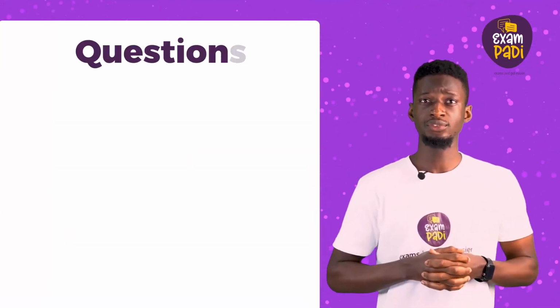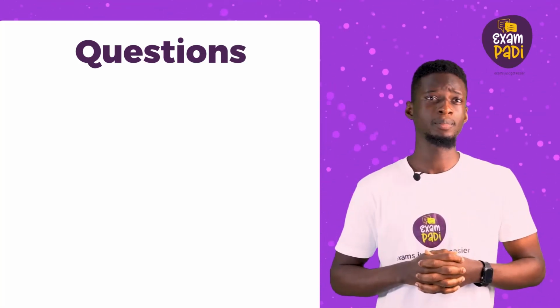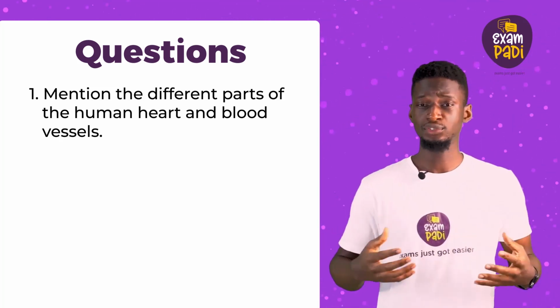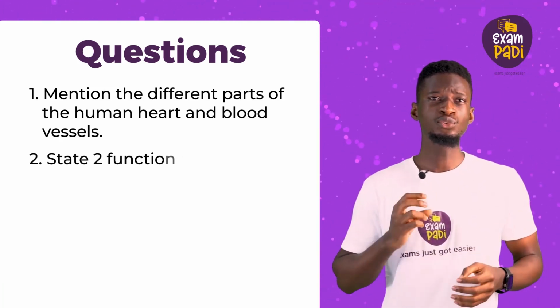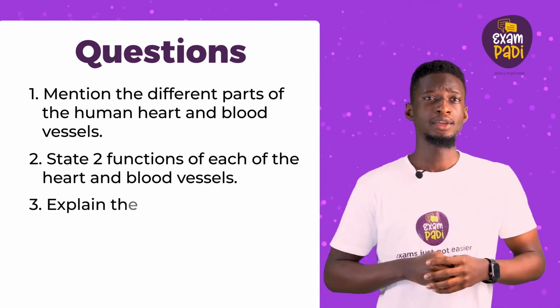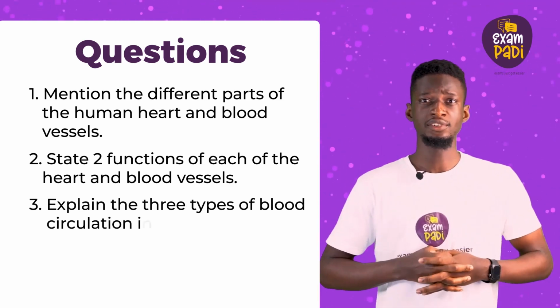Try out the following questions to test your knowledge on this topic. 1. Mention the different parts of the human heart and blood vessels. 2. State 2 functions of each of the heart and blood vessels. 3. Explain 3 types of blood circulation in the body.